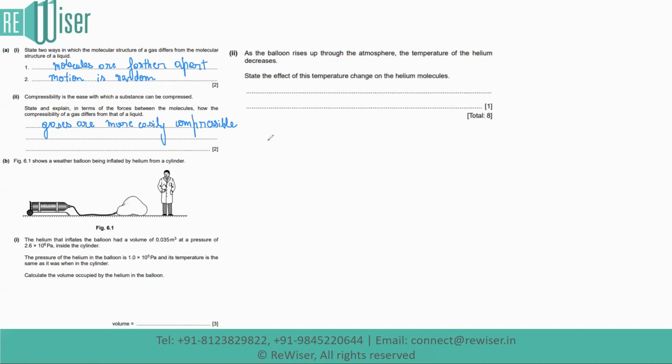Moving on, figure 6.1 shows a weather balloon being inflated by helium from a cylinder. The helium that inflates the balloon had a volume of 0.035 meter cube. We can consider this as volume V1 at a pressure P1, which is equal to 2.1 into 10 power 6 Pascal. The pressure of the helium in the balloon is 1 into 10 power 5 Pascal, and its temperature is the same as it was when it was in the cylinder. So pressure P2 is now given, while volume V2 is now being asked.